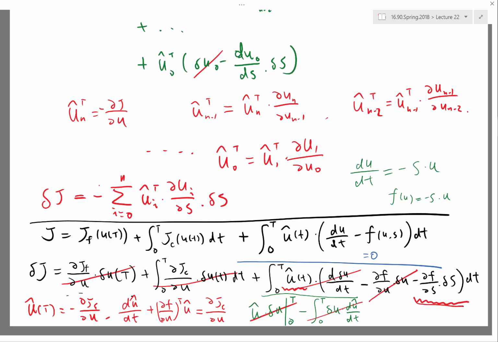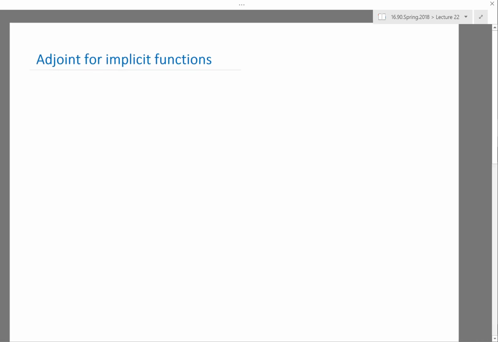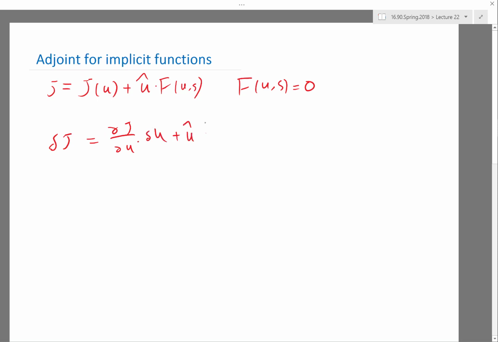So for the last few minutes, I'll just go very quickly over the adjoint of implicit functions. The idea is similar. If I have J as a function of u, and my u satisfies f(u, s) = 0, I can add this with u hat times f(u, s). And my delta J would be partial J partial u times delta u plus u hat times partial f partial u times delta u plus partial f partial s times delta s.